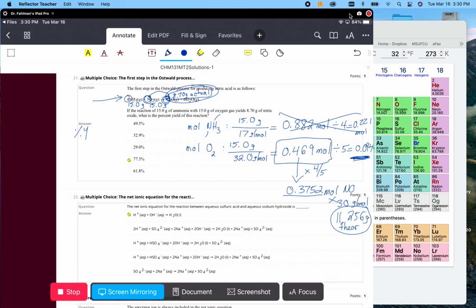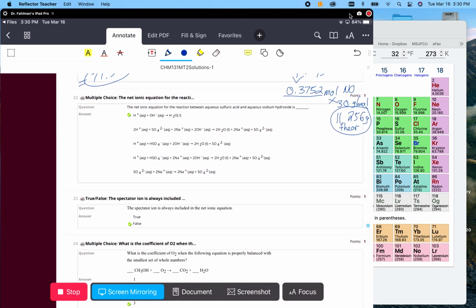So the percent yield is what you made divided by what you should have made. So 8.7 over 11.256, and that's 77.3%.